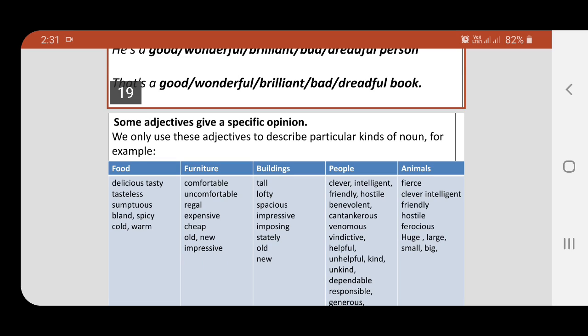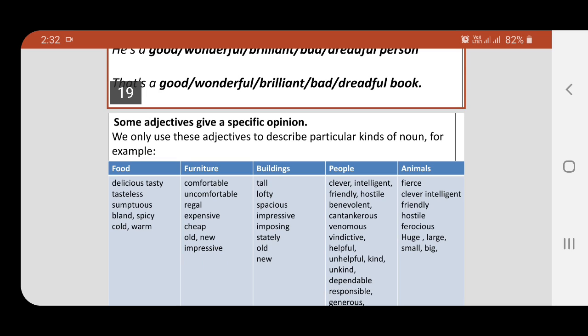Suppose you plan to purchase a house, your family members may ask you whether you want a new house or an old house. It all depends on the money. If you have this much money, then you can purchase an old house only. Or it is better to purchase a land and construct a big house, new house, spacious house. So these are some of the adjectives that are used to describe a building. They give you a specific opinion.